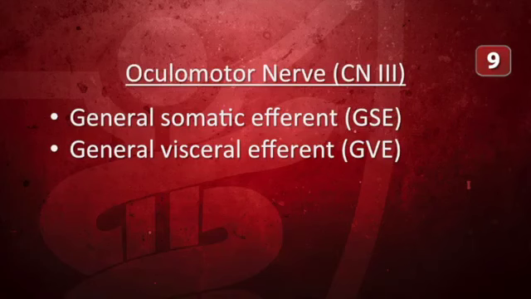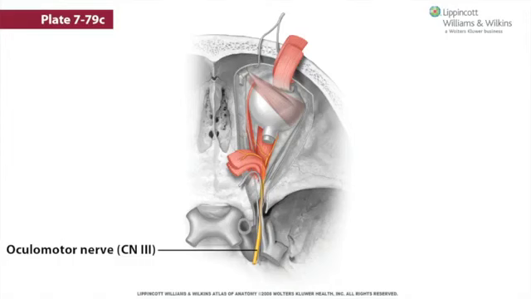Cranial nerve 3, the oculomotor nerve. The two modalities of the oculomotor nerve are general somatic efferent and general visceral efferent. It provides motor innervation to 4 of the 6 muscles that move the eyeball and a muscle that raises the eyelid. Additionally, it provides parasympathetic innervation to a muscle that constricts the pupil of the eyeball and a muscle that acts on its lens.